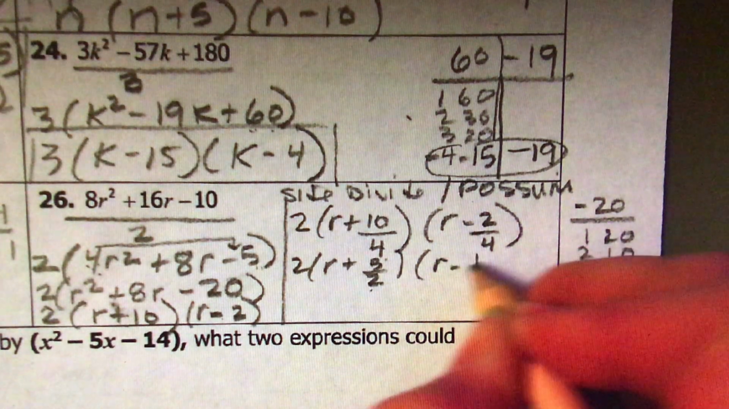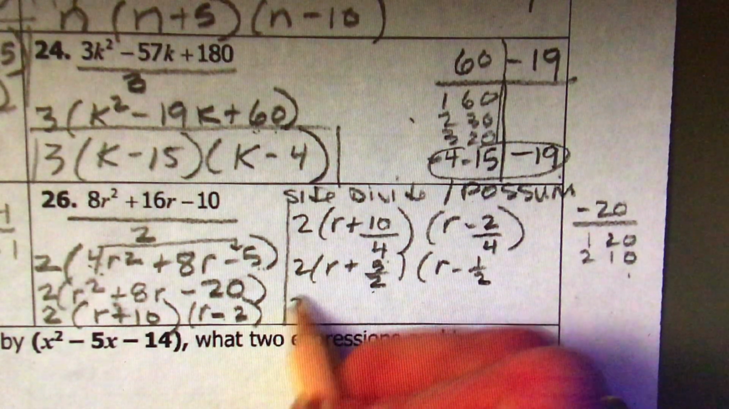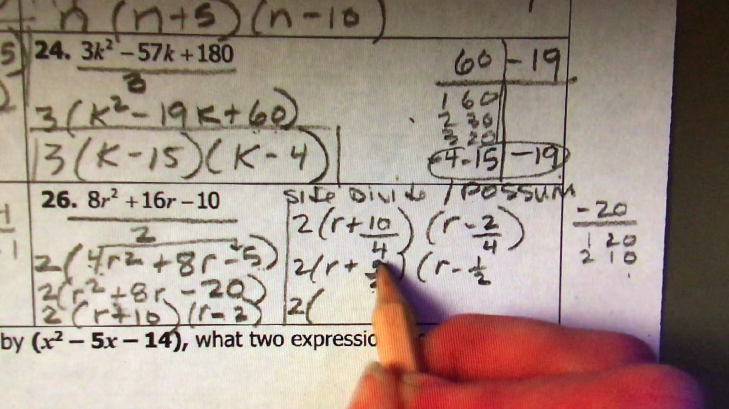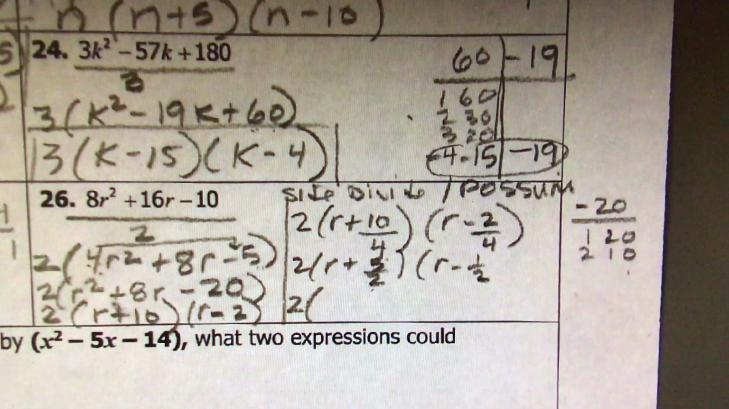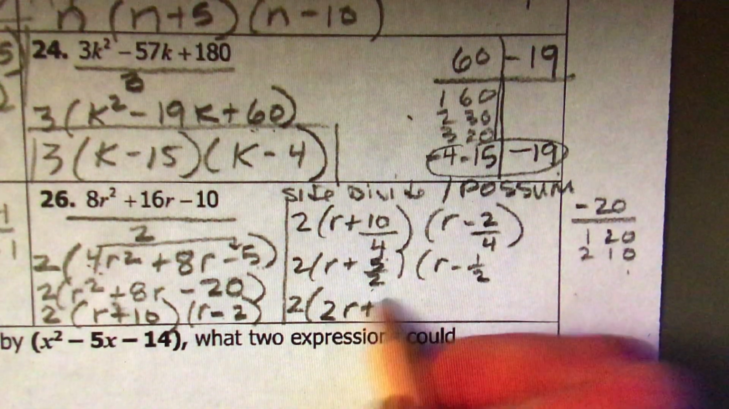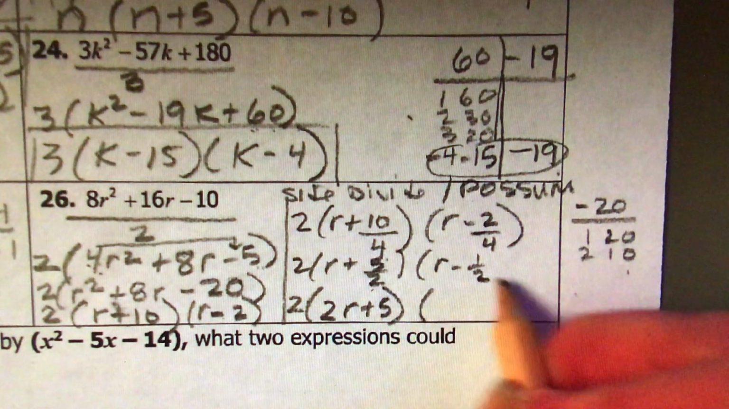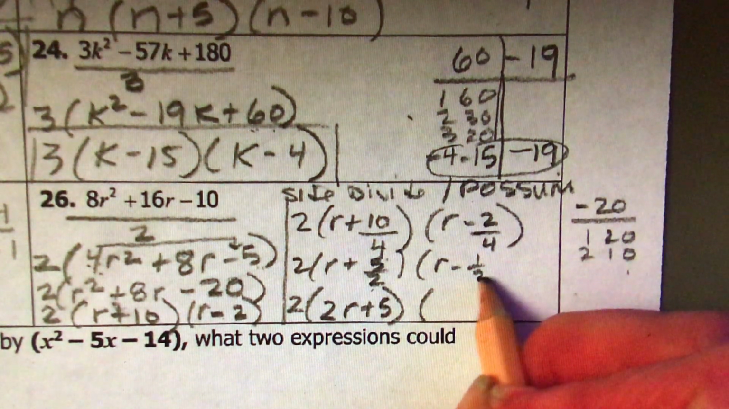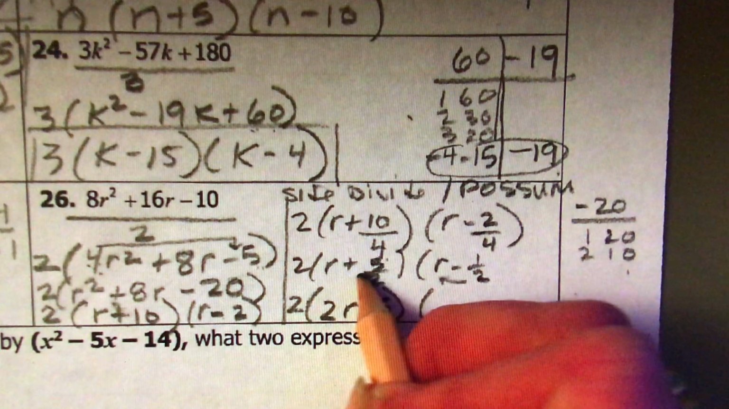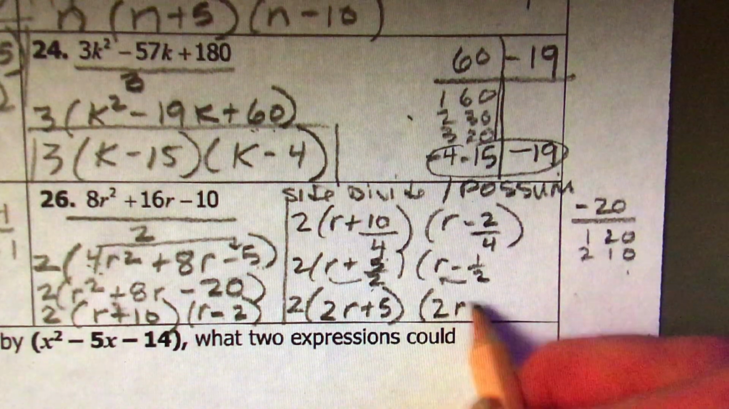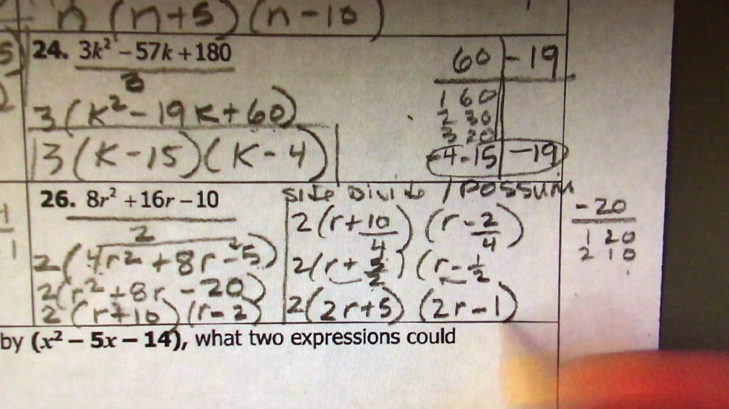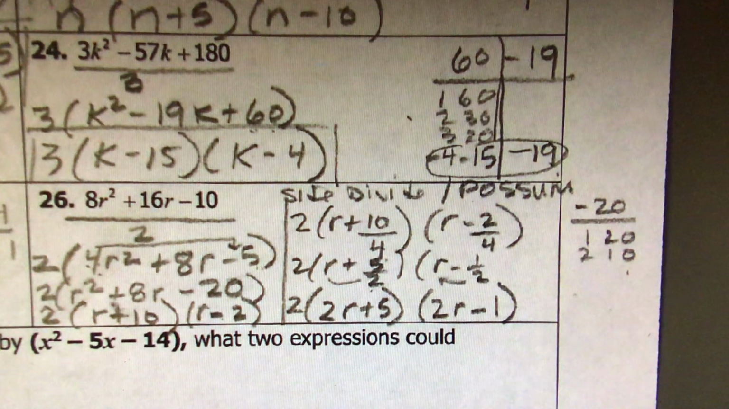r minus a half. Now I can rewrite this. I can't simplify 5 over 2 anymore. So this becomes 2r plus 5, and then I have to move that 2 over here. 2r minus 1. Wow, that was a lot of work. Okay.